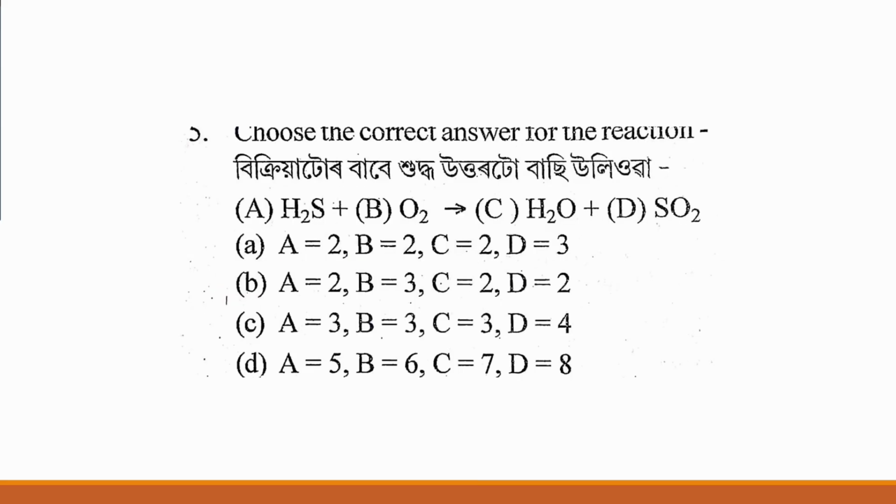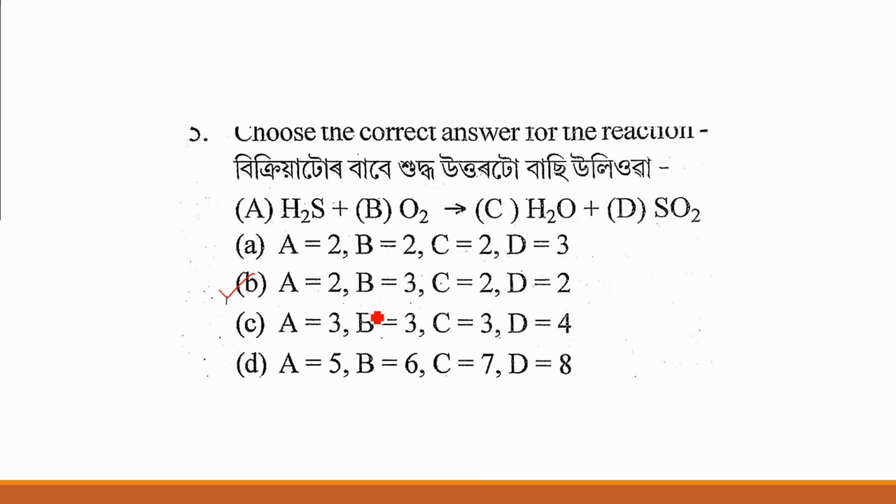Our next question is, choose the correct answer for the reaction: A H2S plus B O2 gives C H2O plus D SO2. Our correct option will be B: A is equal to 2, B is equal to 3, C is equal to 2, and D is equal to 2.